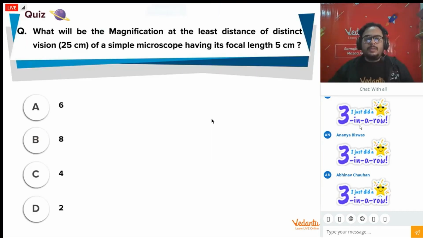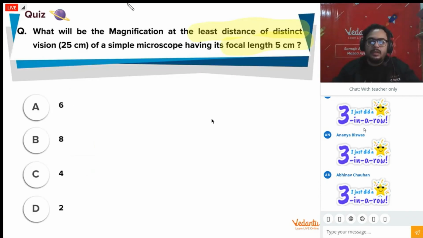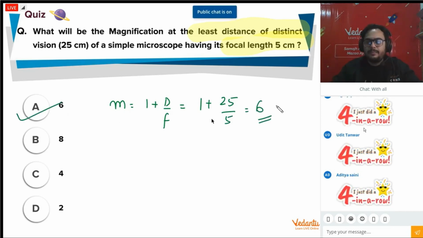Okay, let us do a question then. What will be the magnification at least distance of distinct vision? Basically, if the image is formed at the near point. Focal length is given as 5 centimeter. I'll give you 30 seconds, then we'll vote. Why only 65%? What are you doing? What happened? The image has to be formed at the near point, so magnification will be 1 plus d by f, not d by f. This will be 1 plus 25 by 5, which is 6. So magnification is 6. Any doubts in this?